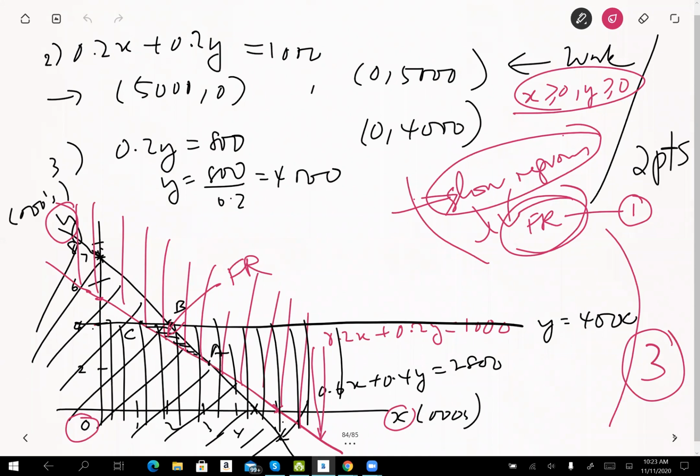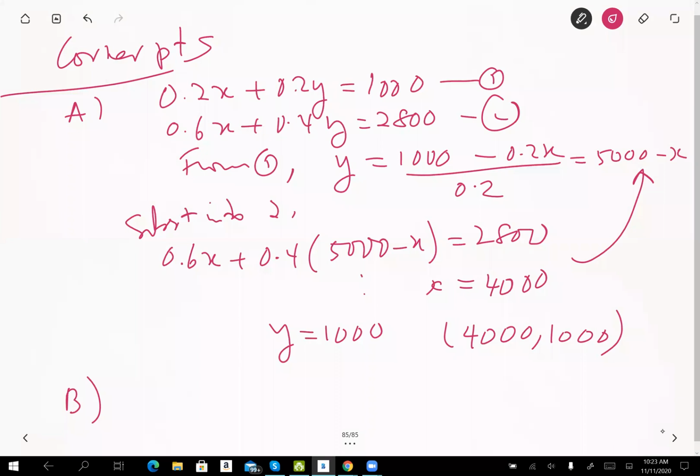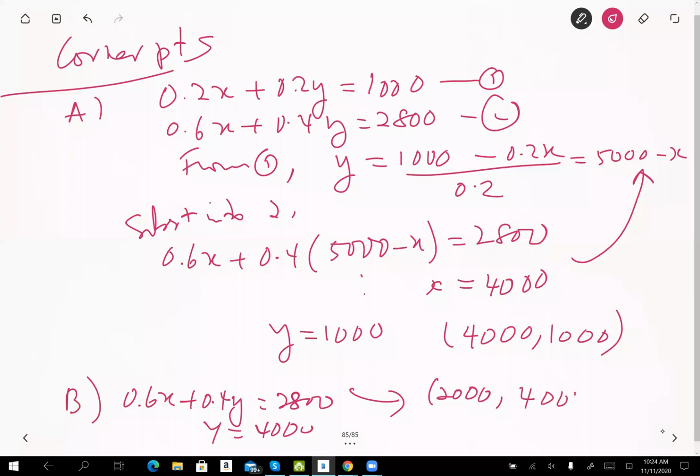Now for point B, that would be the system 0.6x plus 0.4y equal to 2,800, and the horizontal line y equal to 4,000. This one is very simple to do. You do direct substitution. What you will get is x equal to 2,000, y of course equal to 4,000. That's point B. Show the working.